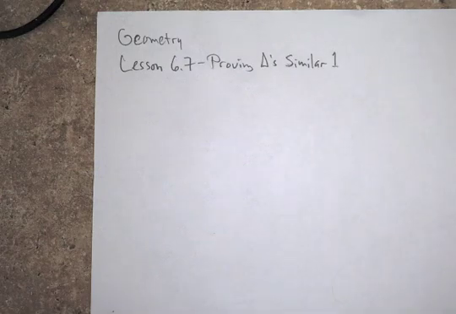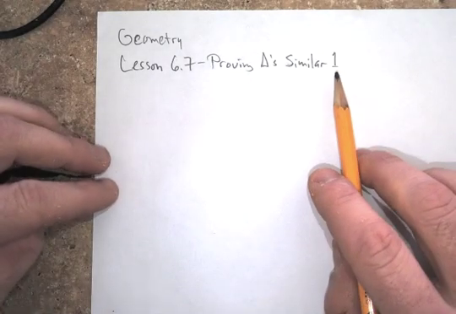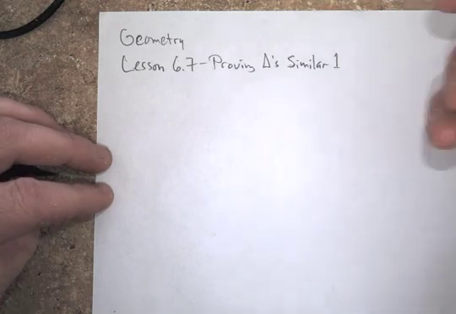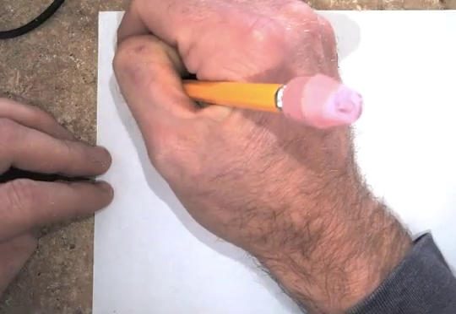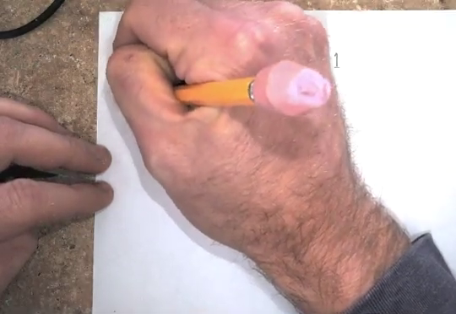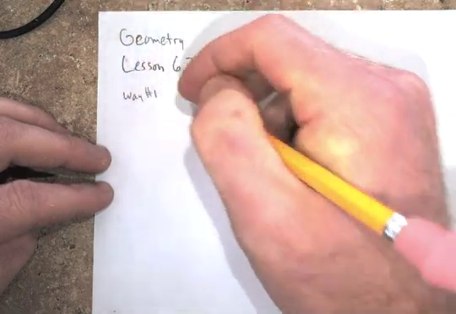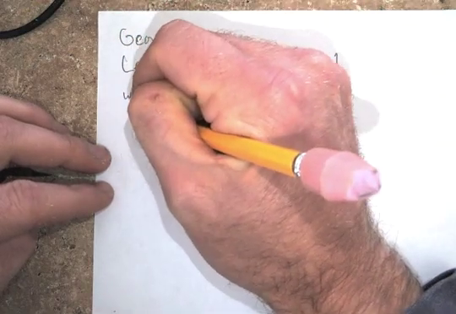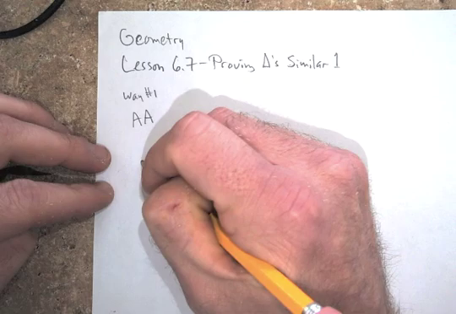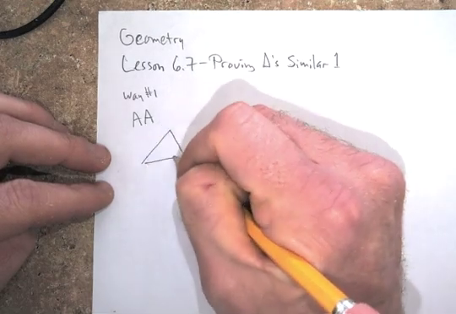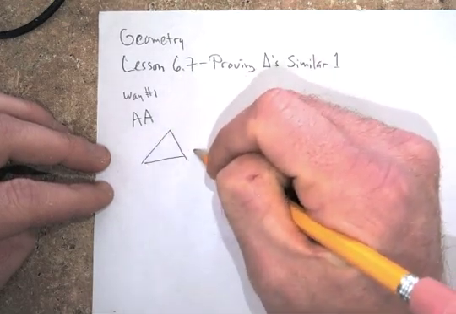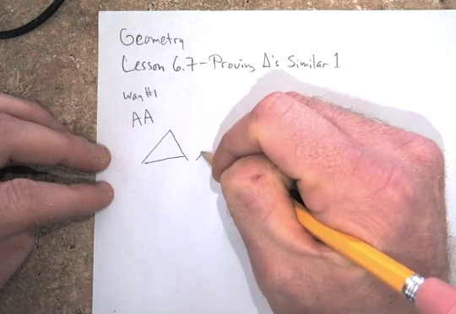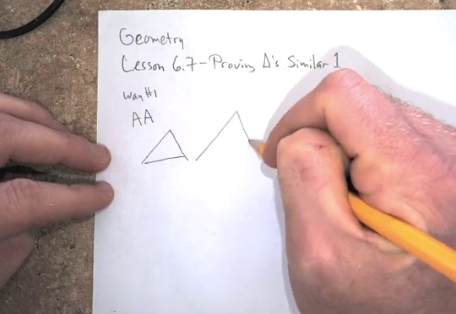Here is proving triangles similar 1, and we'll be proving triangles similar 2 tomorrow, but we'll just give the basics today. So there are 3 ways to do this. Way number 1 could be AA, meaning 2 angles on one triangle are the exact same as 2 angles on another triangle.